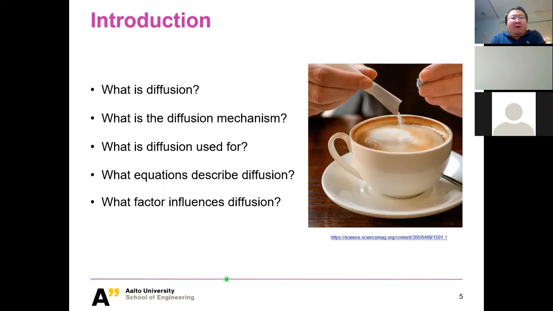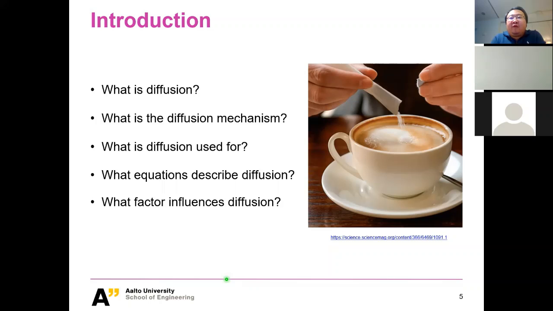If we learn it, what is diffusion used for? Why do we learn it? Yeah, we learn it for a specific application, although not always, but sometimes we seek its application. And those are the qualitative side of the course.